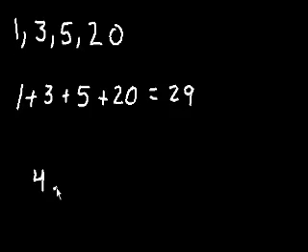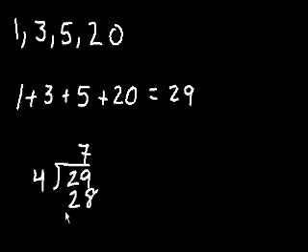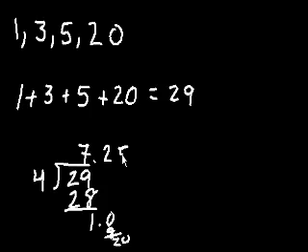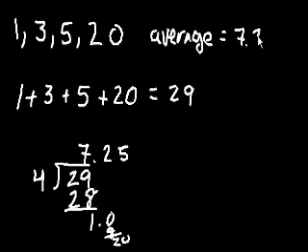So 4 goes into 29. And it goes into 7, 7 times 4 is 28, and then we have 1, 0. Well, I didn't have to do that decimal there, but 2, 8, 25. So 4 goes into 29 7.25 times. So the average of these four numbers is equal to 7.25.